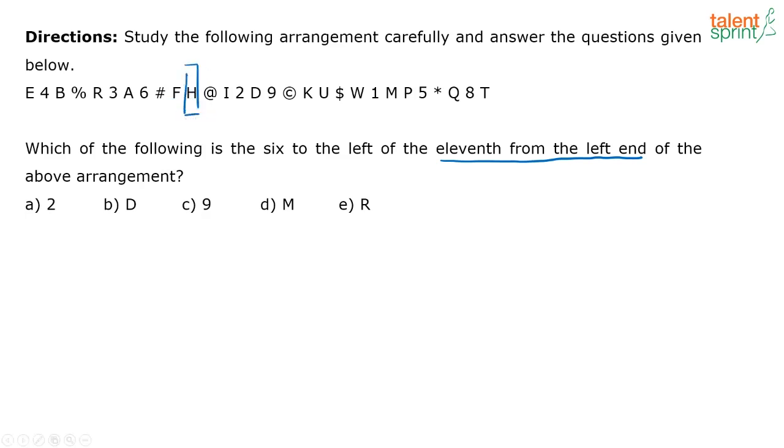Now 6th to the left of this is again, left is this side, right is this side. So 6th to the left is 1, 2, 3, 4, 5, 6. So which is the element that they are looking at? They are looking at R. That is option E. See, I hope it is clear to all of you. I'm not explaining much because there is nothing much to explain here. If there are any doubts, please feel free to stop me.